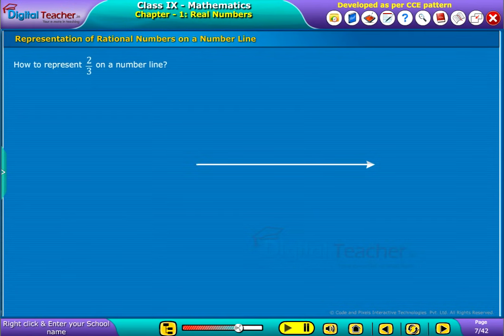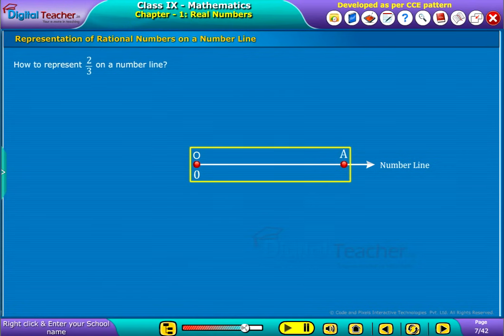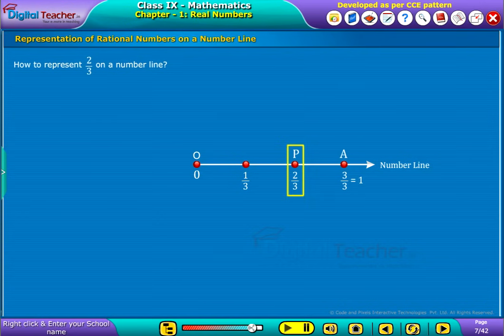Initially draw a line. Take a point O on it and mark it as 0. From the right side of point O, set off equal distances to A, that is OA. Now divide OA into 3 equal parts as the denominator is 3. Let OP be the segment consisting of 2 parts out of 3. Thus, the point P represents the rational number 2 by 3.